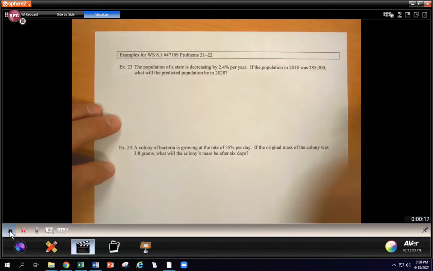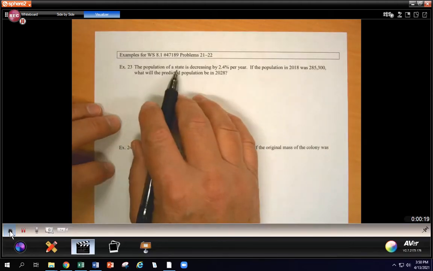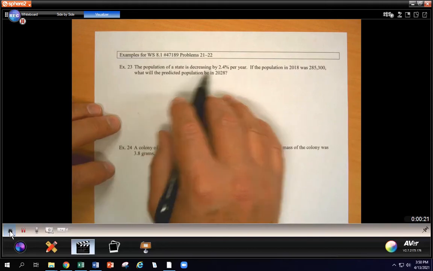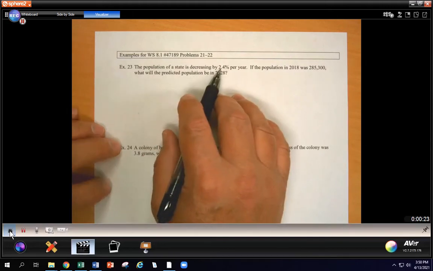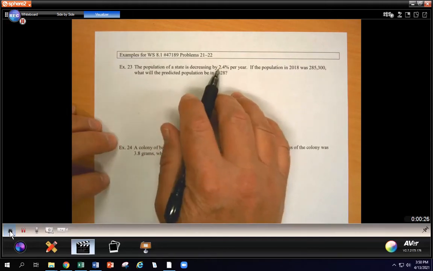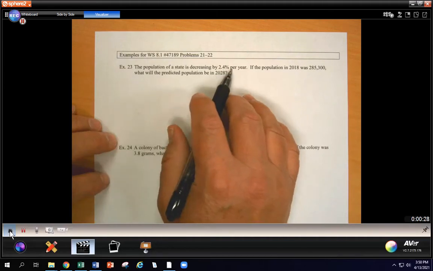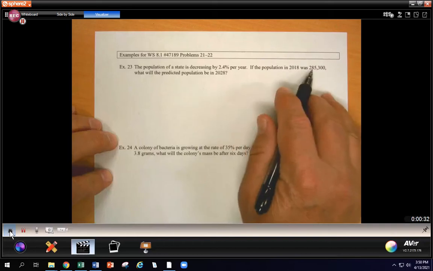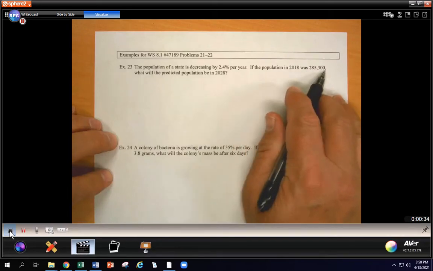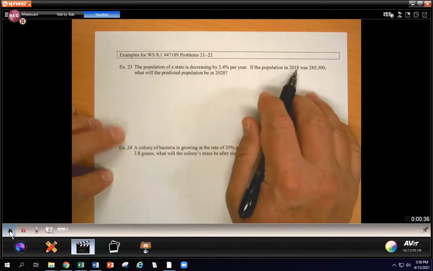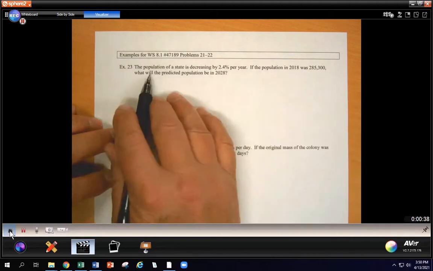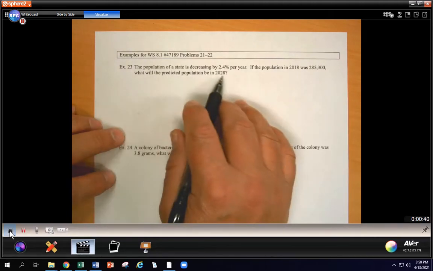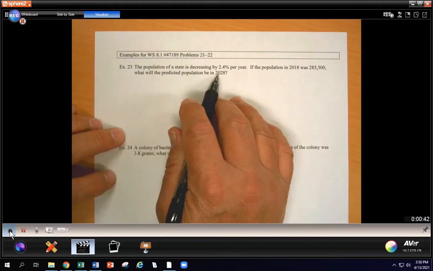Okay, what we have is a state that's decreasing in population. So the population is going down, and it's decreasing by 2.4% per year. The initial population was 285,300, and that would be in 2018. So what's the predicted population 10 years later in 2028?